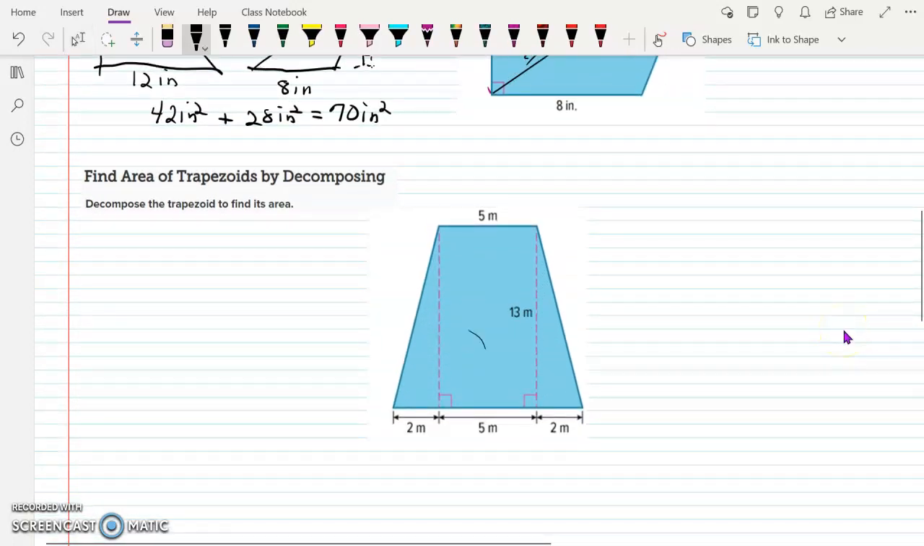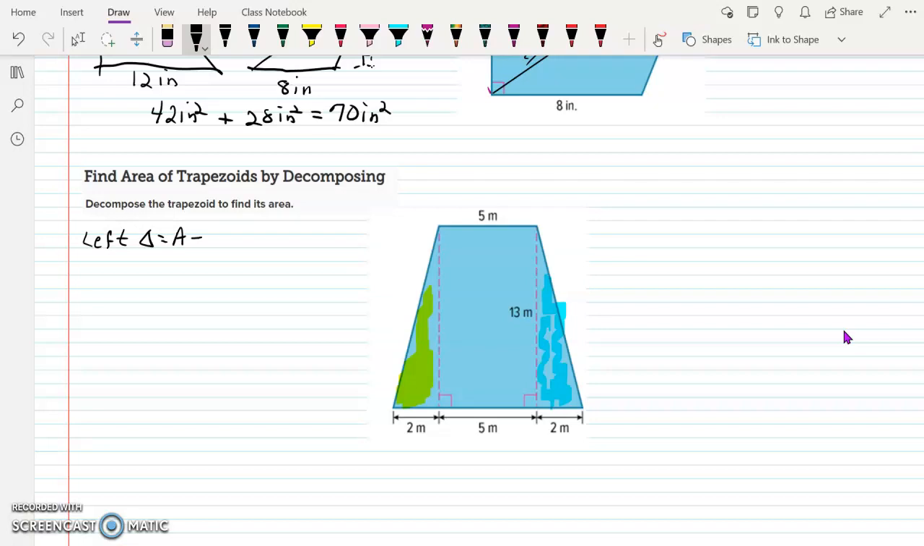Down here, they've already divided it up for us on this example. So I see that we need to find the area of a triangle. Let me shade that in. So I'm going to find the area of this triangle, then I'm going to find the area of this triangle separately, and then we'll have the rectangle in the middle. So the area of the left triangle would be base times height divided by 2.